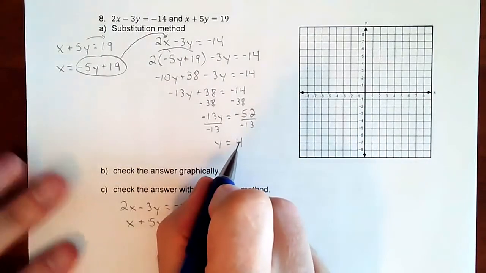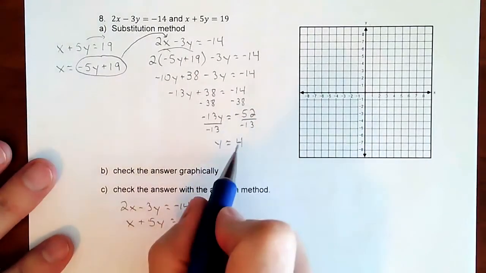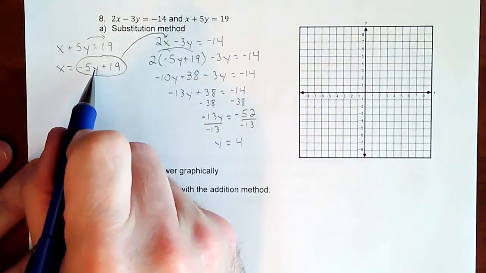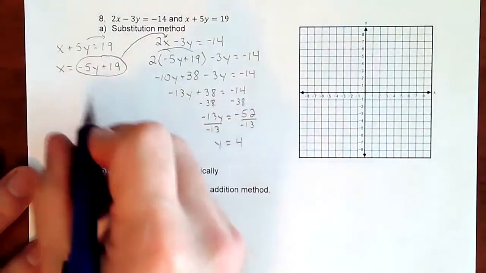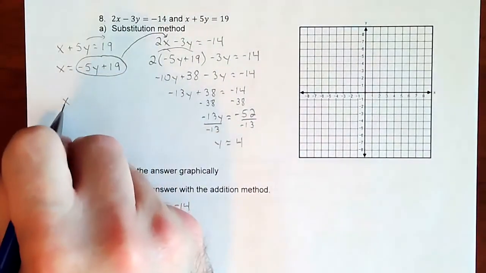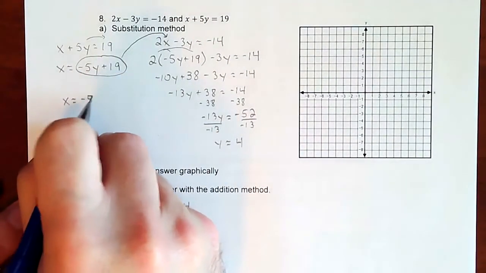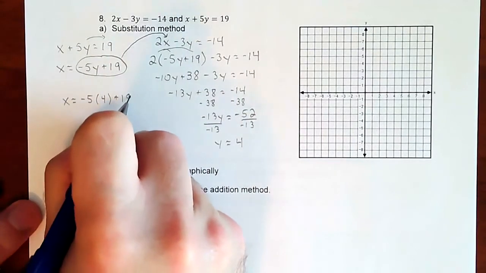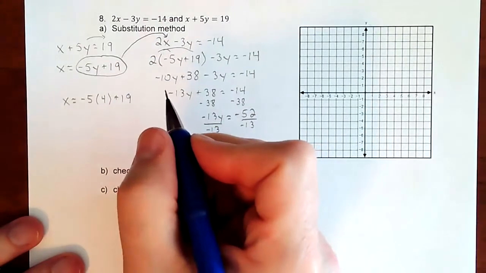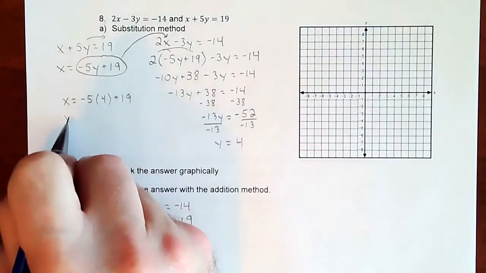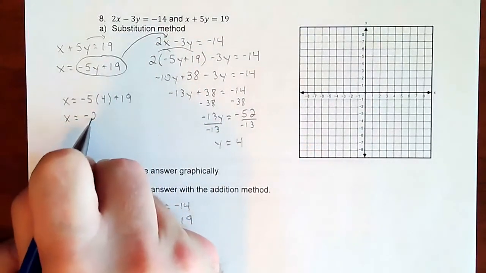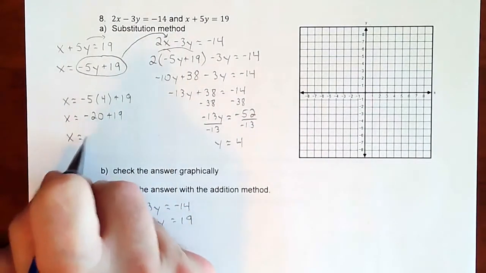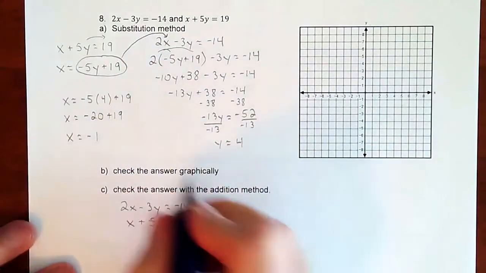Okay, so now once we have a y value, this kind of goes back to normal. I'm going to take that y value and plug it into any of these equations, including this one. So I'm going to say that x is going to equal negative 5 times our y value that we just found to be 4. We can figure out what x is if we know what y is. So x is going to equal negative 20 plus 19. x is going to equal negative 1.